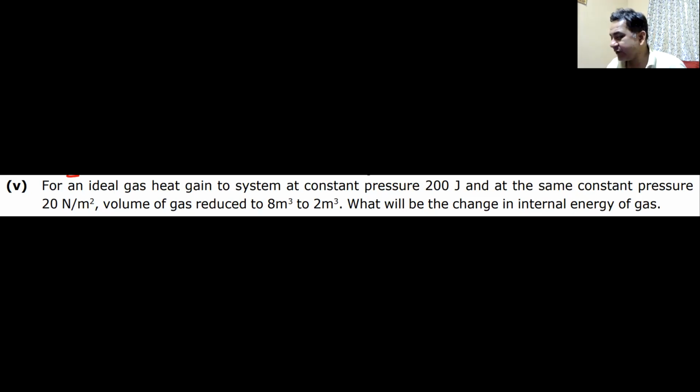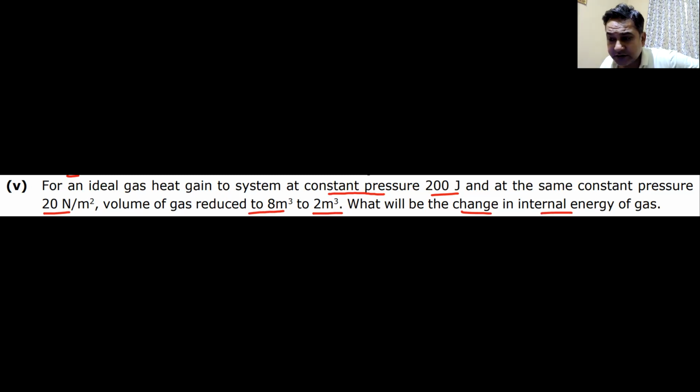So this is question number 5, from your sheet. For an ideal gas, heat is gained by the system at constant pressure. Remember, the process is constant pressure. So 200 joules of heat is given. Constant pressure is 20 Newton per meter square. The volume reduces from 8 meter cube to 2 meter cube. What is the change in internal energy of the gas?